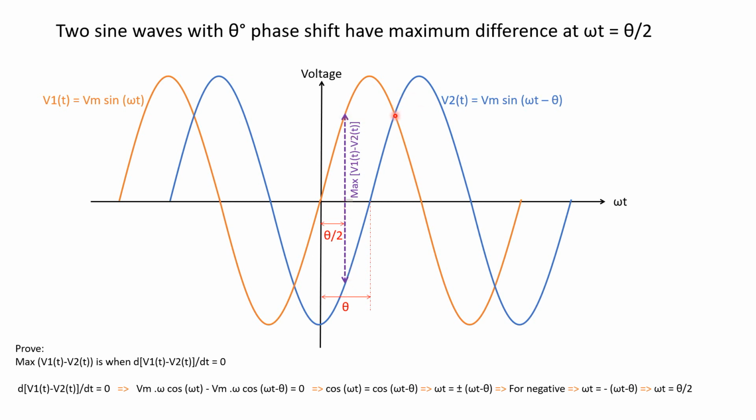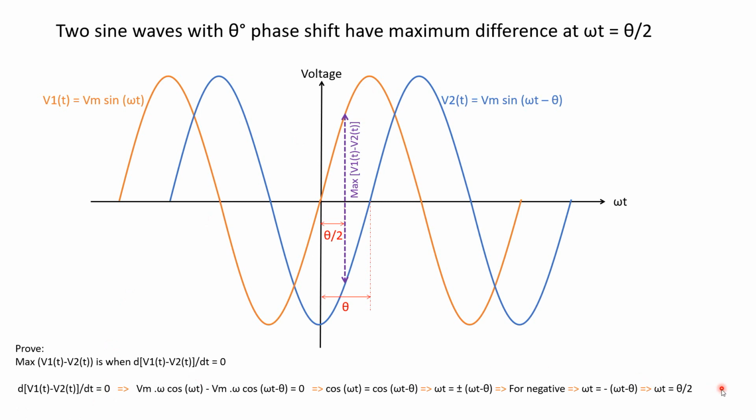So if you start from 0, the difference is increasing, and we reach the maximum at theta divided by 2. So basically, if these random waves are 90 degrees apart from each other, we see that the maximum is here, this is 0, so 90 degrees difference, which means at 45 degrees we have the maximum difference between the two. If they are 180 degrees apart, so the other wave is like this, then at the point of 90, theta divided by 2, we have the maximum difference.